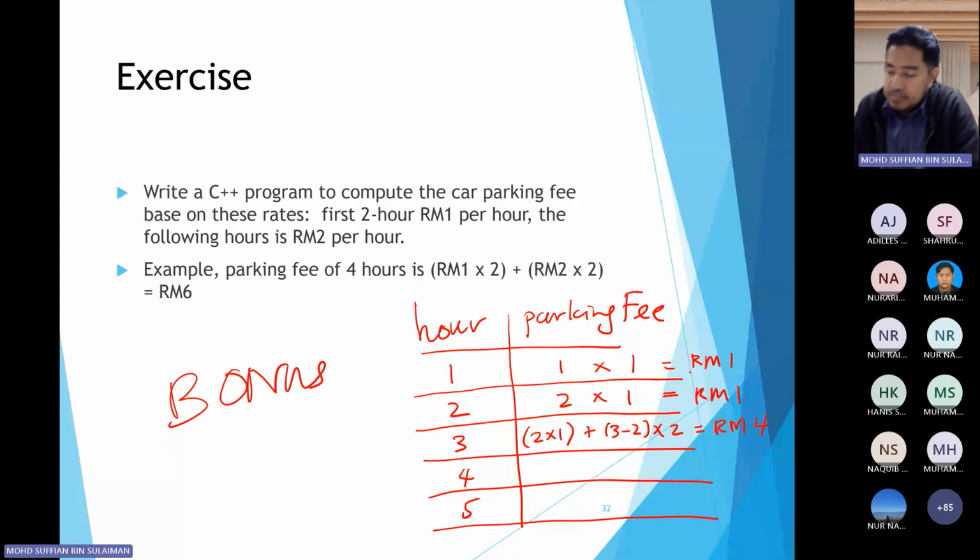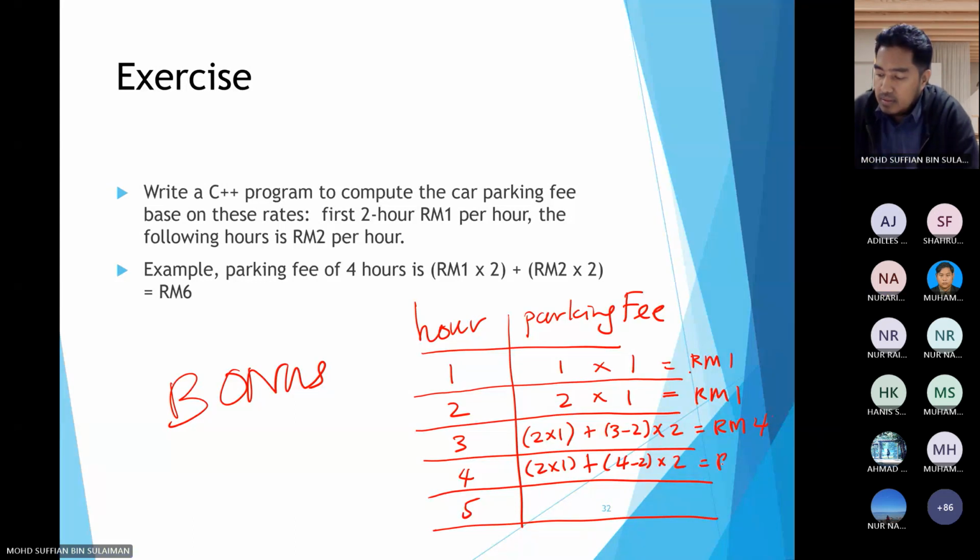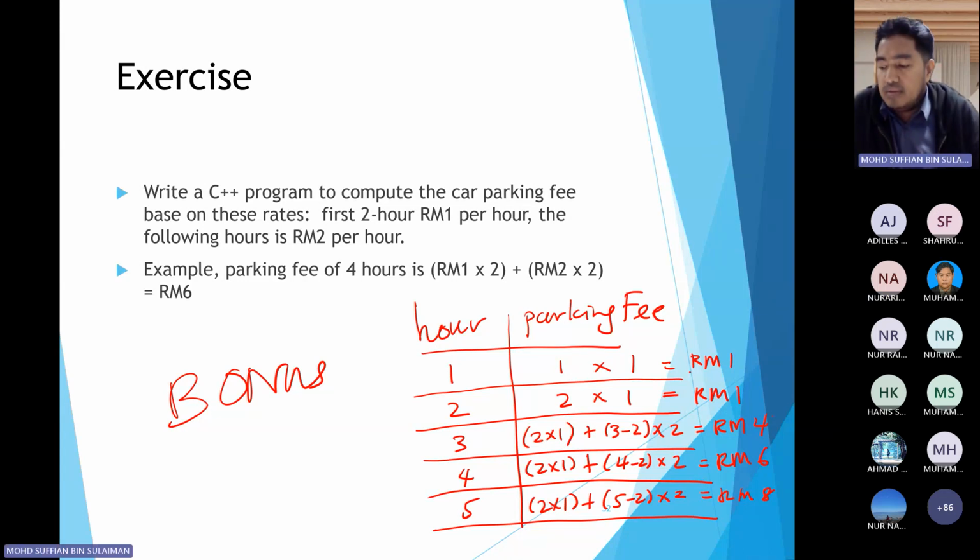Okay, kalau 4, 2 times 1 juga kan? Plus 4 minus 2 darab 2. Dapat 6. So yang ni 2 times 1 plus 5 minus 2 times 2. Dapat 8. Okay. So yang second tu RM2.